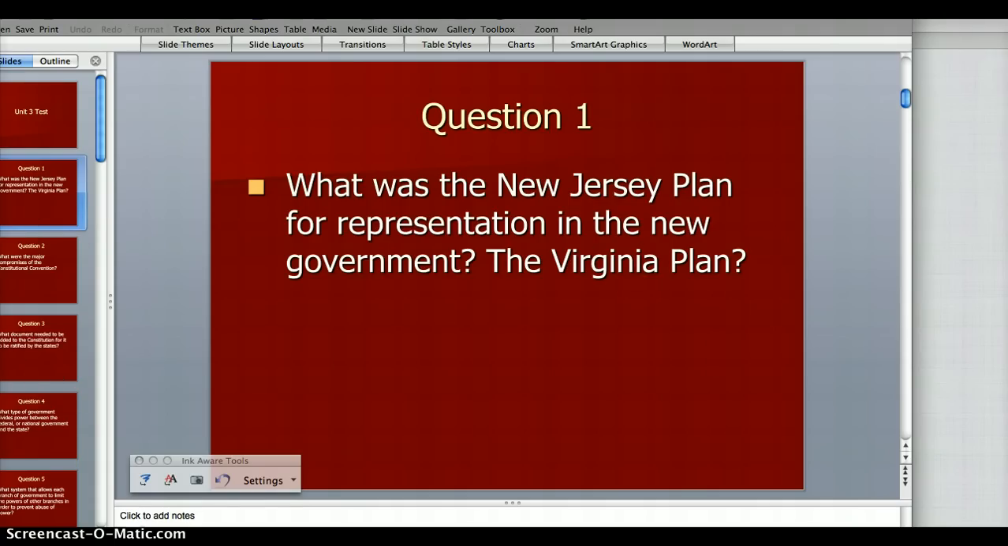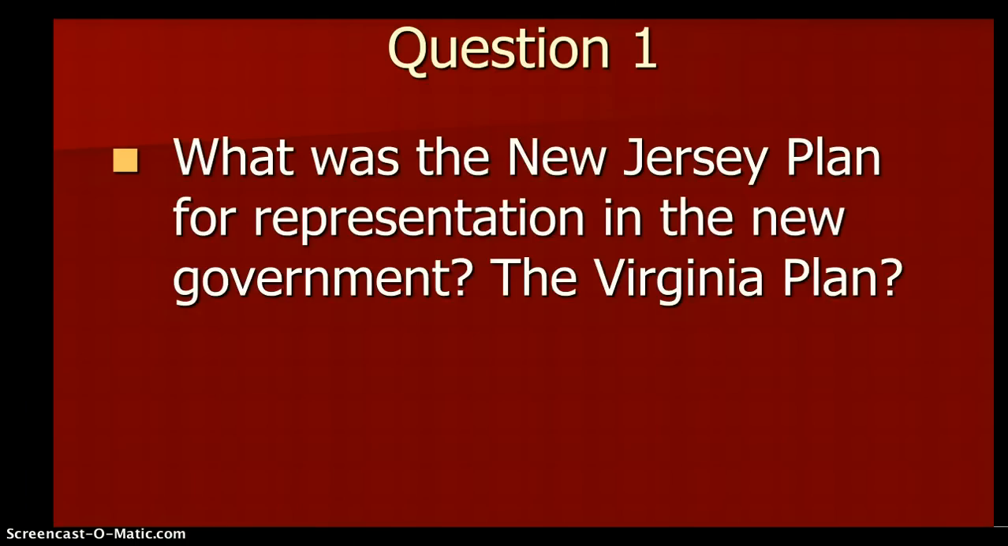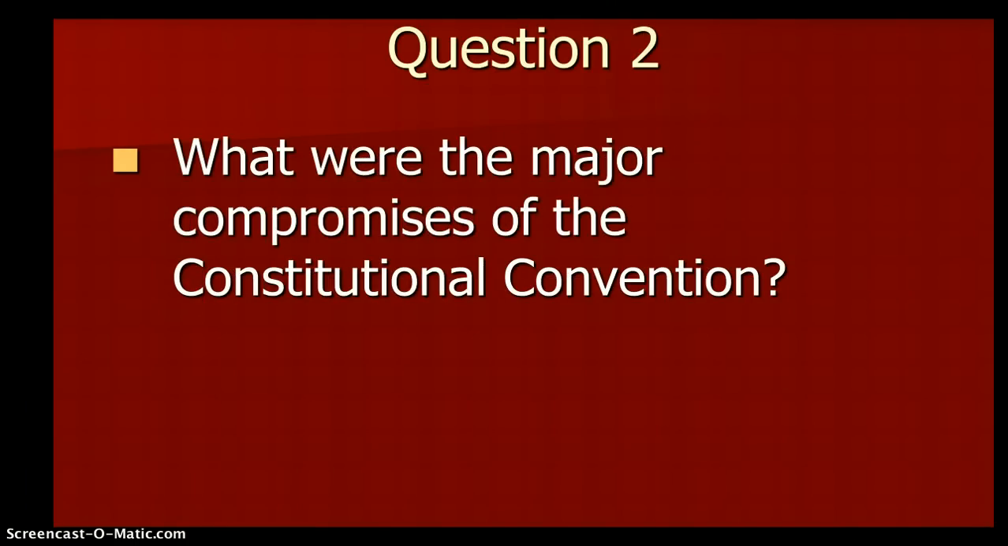Okay, back into our slideshow. Question 2. What were the major compromises of the Constitutional Convention? For this one, you need to identify them and then explain them. If you can identify and explain them, you'll be fine for the test.